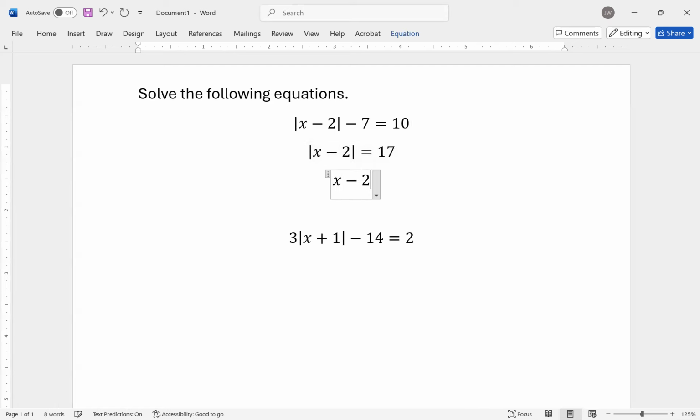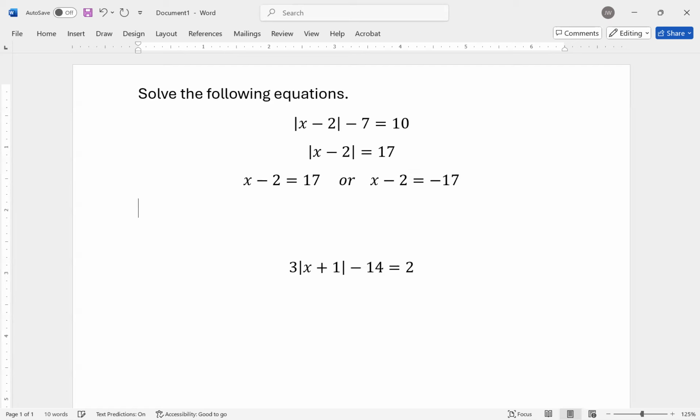I say x minus 2 is equal to 17, or x minus 2 is equal to negative 17. Either way gives me a solution. For each of these equations, I solve individually. So I would add 2 to both sides. The first equation would give me x is equal to 19. The second equation would give me x is equal to negative 15.